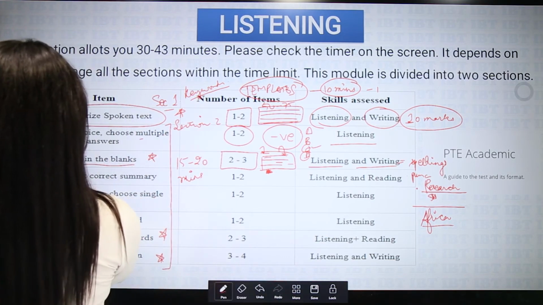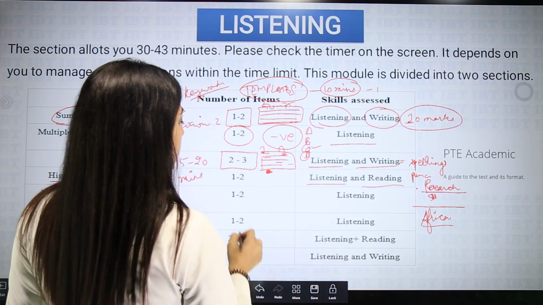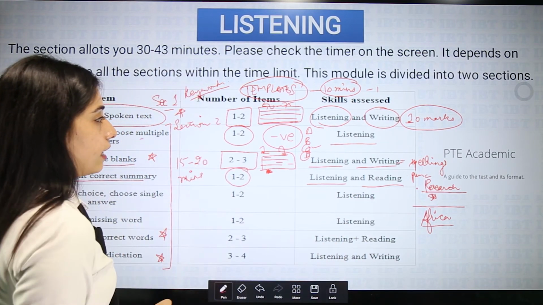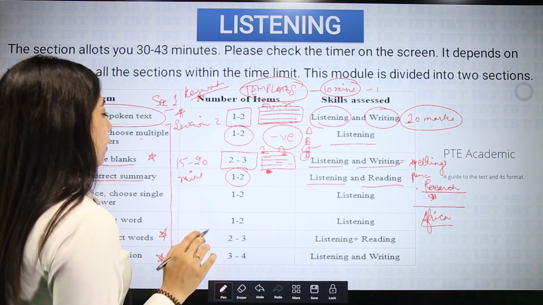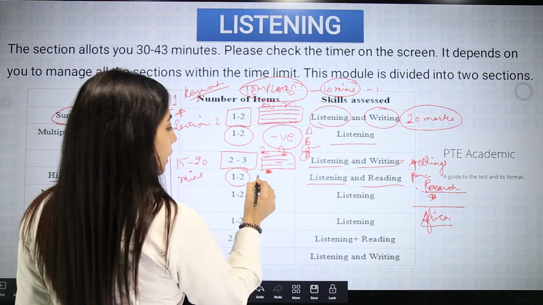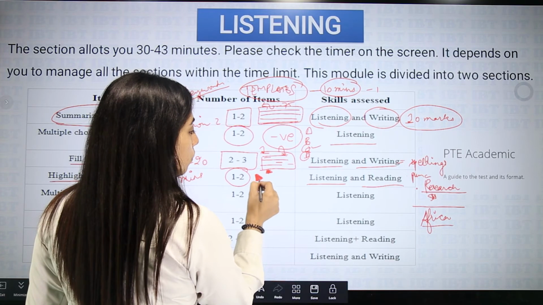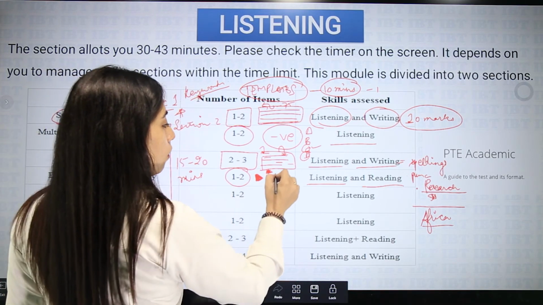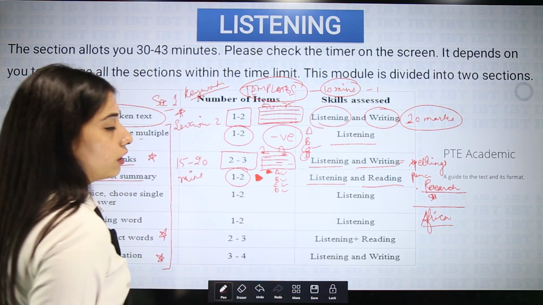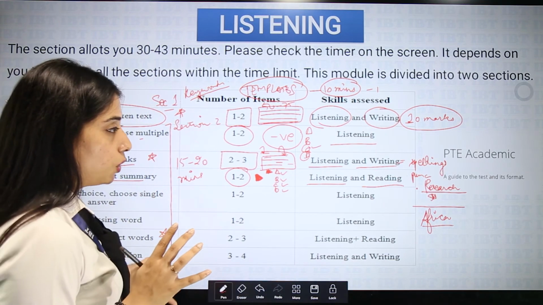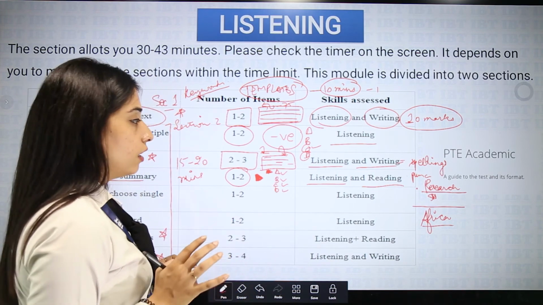Apart from that, there is highlight correct summary. This question will evaluate your listening and reading skills, and there will be 1 to 2 questions in the exam. Like I said, ये question important नहीं है. However, in this question there will be an audio playing, right? And there will be 4 options given to you. You have to see which of those 4 options is correct as per the summary of that audio. आप audio को ध्यान से सुनेंगे and then you have to choose the option which is the correct summary out of my options, right?